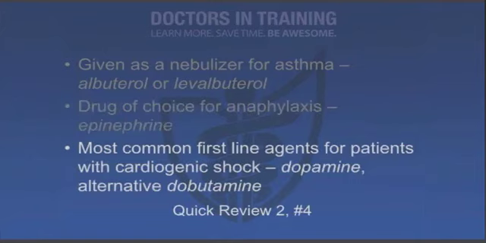Most common first-line agents for patients with cardiogenic shock. Well, probably the first one you want to put on here is dopamine. Dopamine is used most often for shock, but an alternative would be dobutamine. So dobutamine is often used for cardiogenic shock as well.